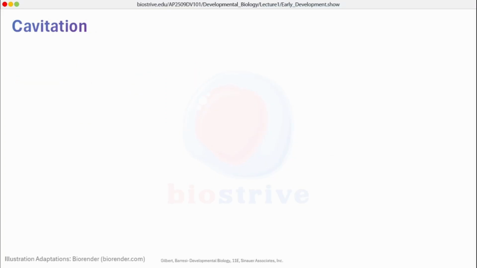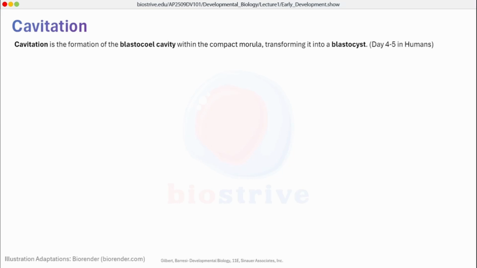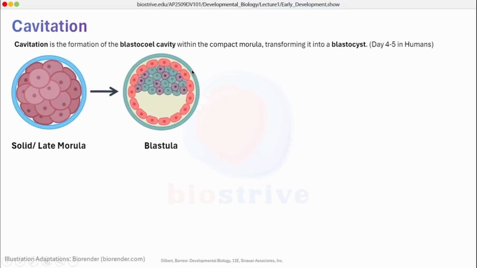When blastula formation takes place, there will be formation of a water-filled cavity within the compact morula, and at this stage the morula will be called a blastocyst. In humans, it will occur around day 4 or day 5 of development. This is the structure of the blastula. We still have the zona pellucida intact. We have the outer cell mass which is termed trophectoderm. In humans, it is called trophoblast. This is the inner cell mass, and there is a water-filled cavity which is termed the blastocoel, and at this stage this morula is known as blastula.